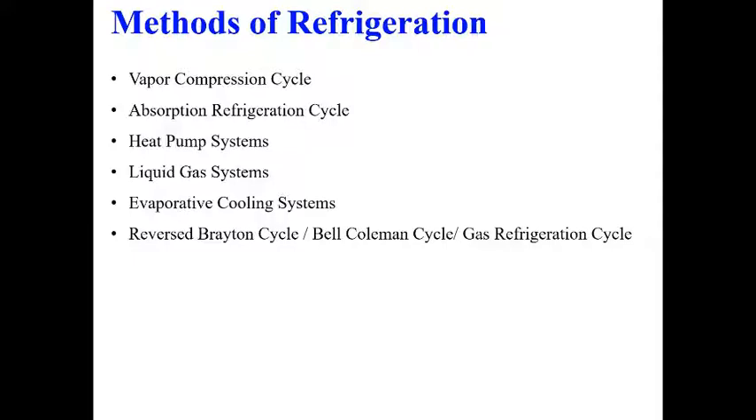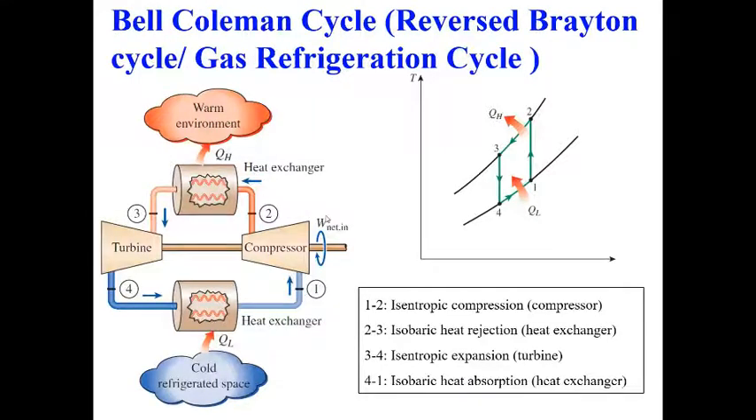Another interesting method is the reversed Brayton cycle or Bell-Coleman cycle, which is also called the gas refrigeration cycle. So this is basically used in air conditioning for aircrafts. So let us have a look at this cycle. So basically this is, as I said, a reversed Brayton cycle. So it has all the processes involved in a Brayton cycle but in a reversed form. So step 1 to 2 is isentropic compression in the compressor, which is shown here, 1 to 2.